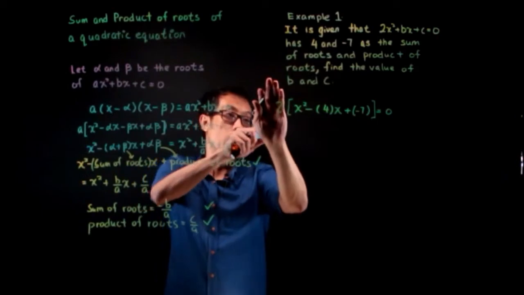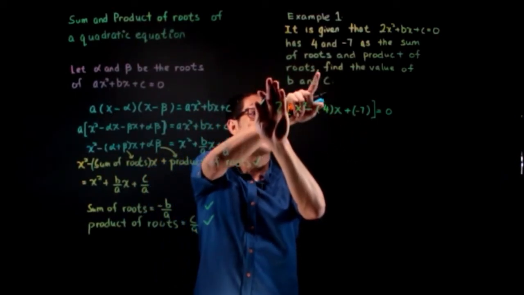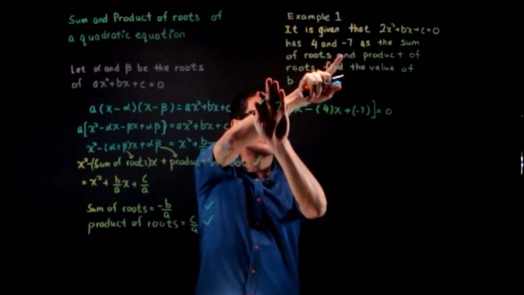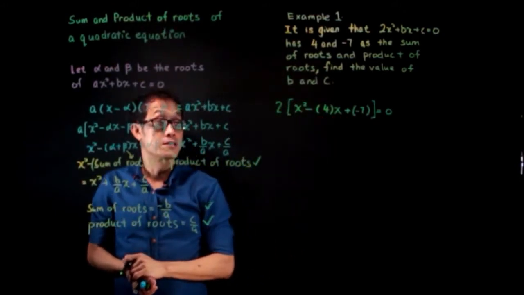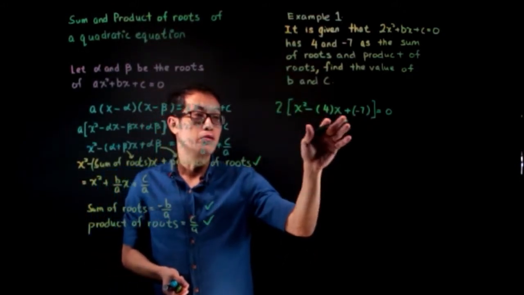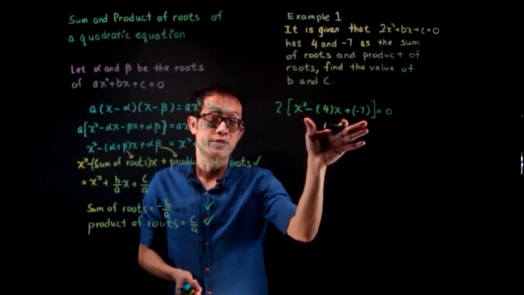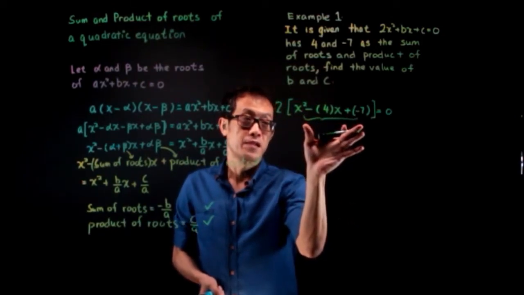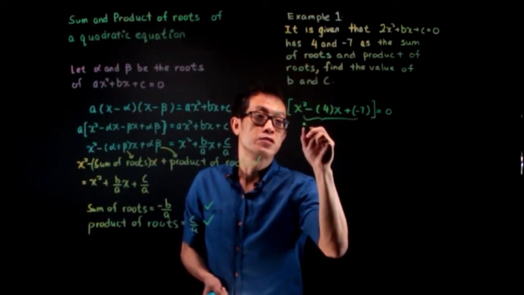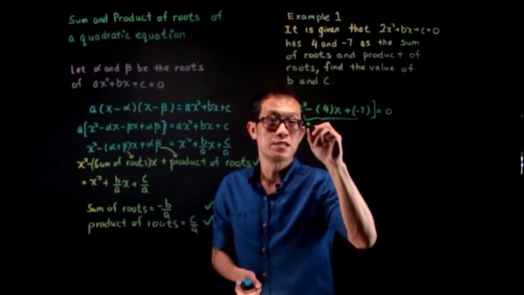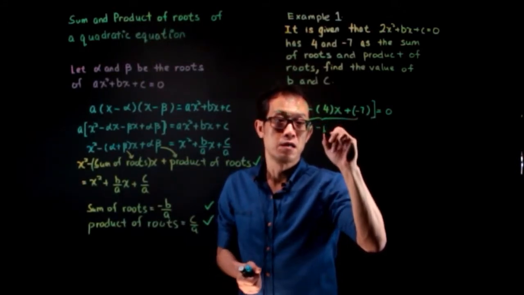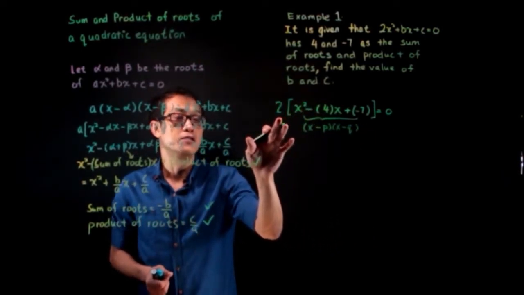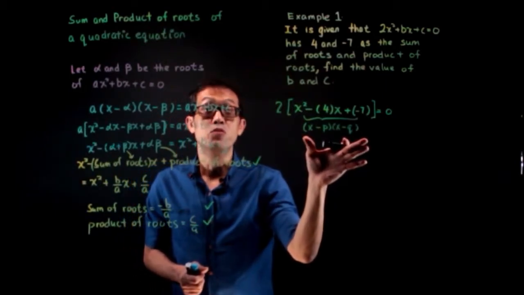Now, this is one of the equations that has the sum of roots as 4 and the product of roots as minus 7. Any multiples of it will also have the same roots, because this portion is the same. This portion will have roots, so if you factorize, it will be x minus p and x minus q. No matter what numbers you multiply over here, you will still have the same roots.